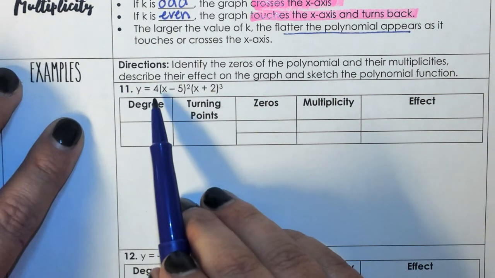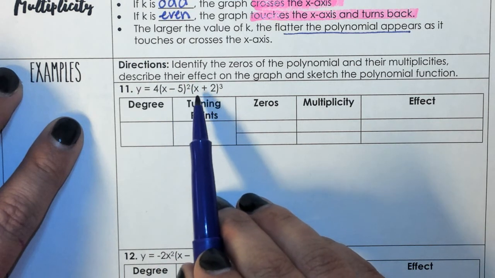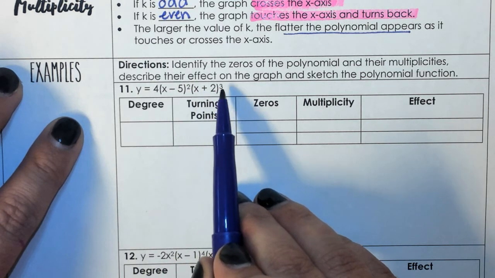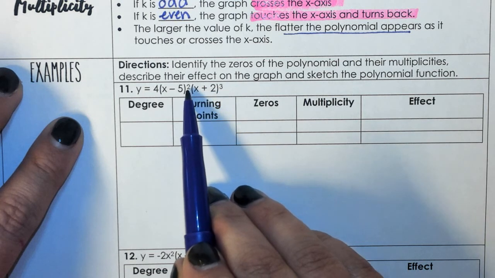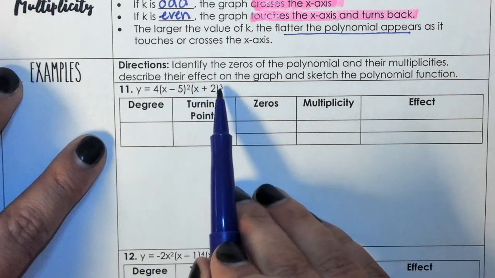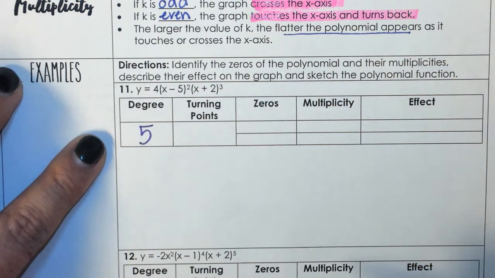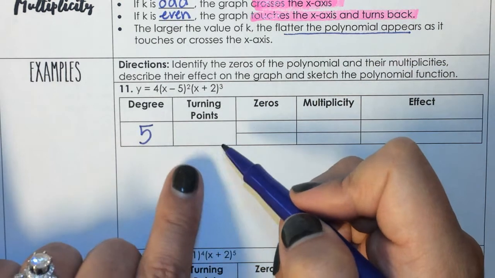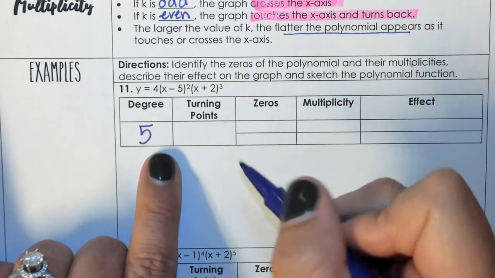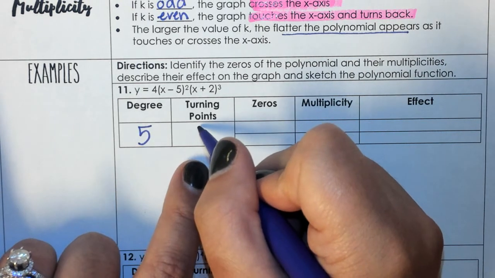So in y equals 4 times the quantity x minus 5 squared times the quantity x plus 2 cubed, we have degrees of 2 and 3. So when we're talking about our degree of our whole entire polynomial, we just add them together to get 5. And then if you recall, the number of turning points that we have is n minus 1. So your degree is 5, so 5 minus 1 will get us 4.